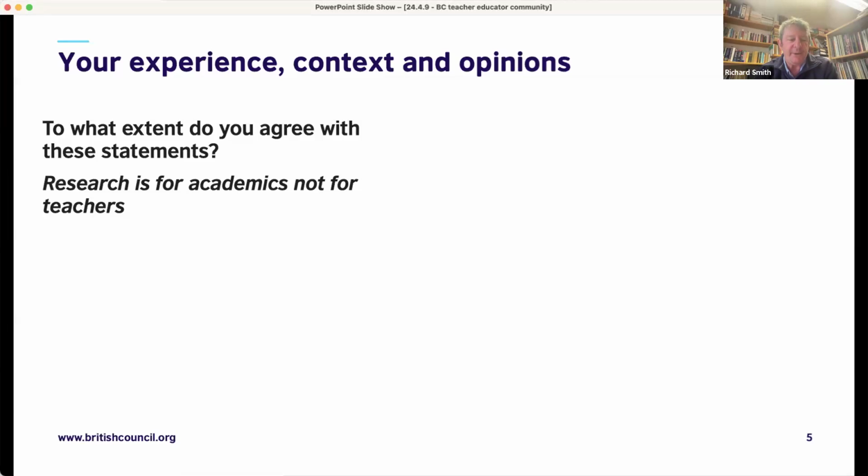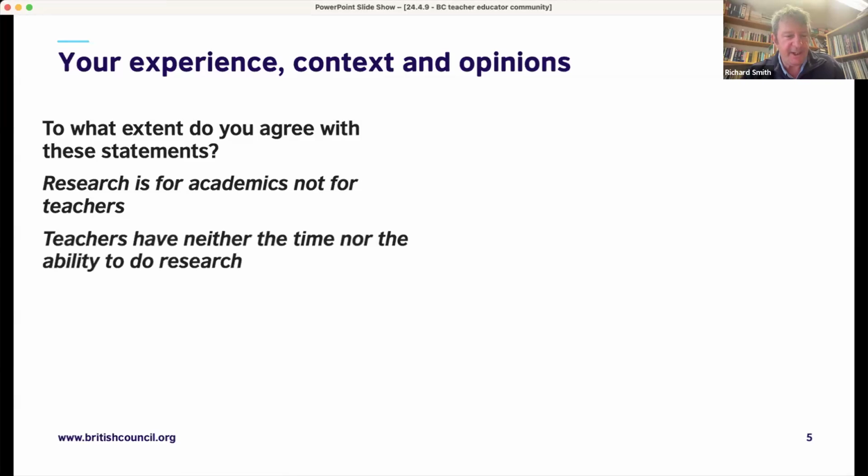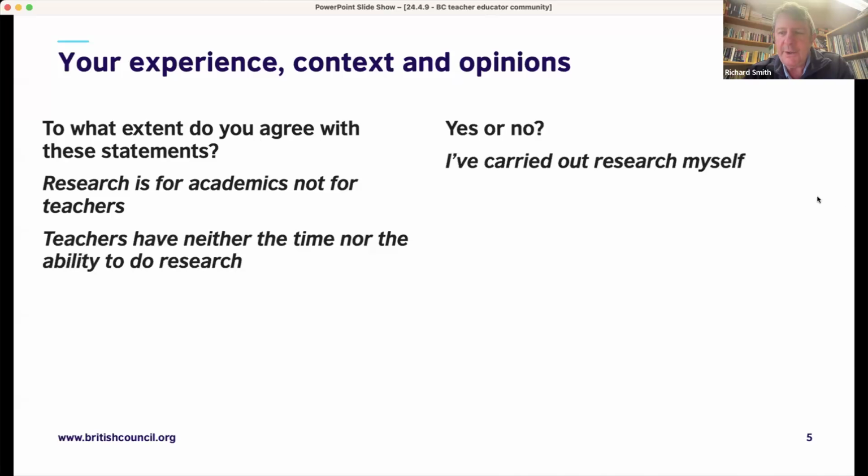There was this statement, research is for academics, but not for teachers. Well, I'm happy to say that the overwhelming majority disagreed with this statement, and also disagreed with this statement, although there were maybe more people agreeing with this than the previous statement. So that's something we do have to take into account, the time or the ability that teachers have to do research. Yes or no question. I've carried out research myself.